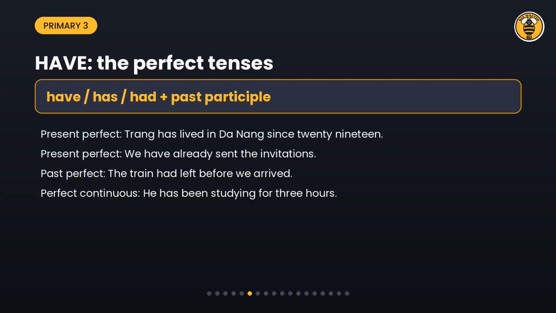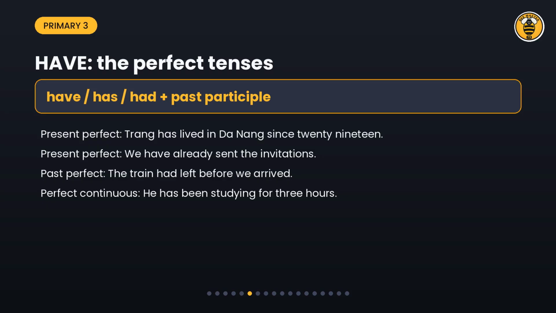Third, have. Have, has, or had, followed by a past participle, builds the perfect tenses. Tran has lived in Da Nang since 2019. We have already sent the invitations. Change have to had, and you step 1 layer further back into the past. The train had left before we arrived.